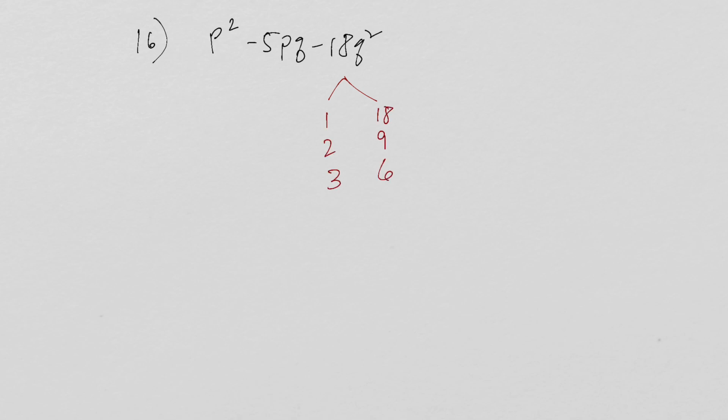All right, number 16, we have p squared minus 5pq minus 18q squared. So because this is negative, we're looking for factors that give us a difference of 5. So the only factors are 1 and 18, 2 and 9, 3 and 6. That's it. And we're looking for a difference of 5, but there's none of these that can give us a difference of 5. So this is prime.